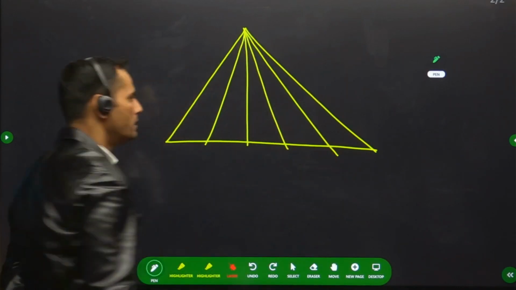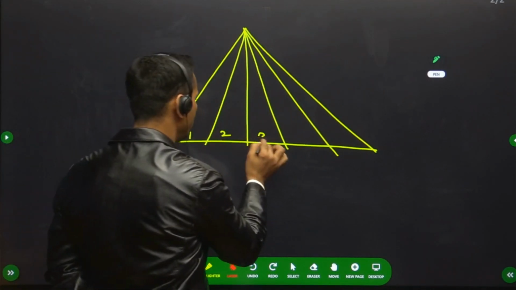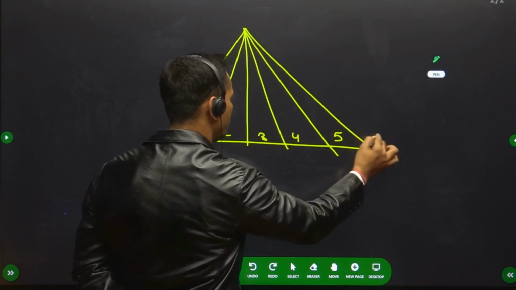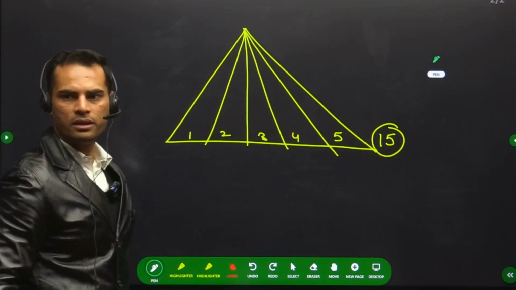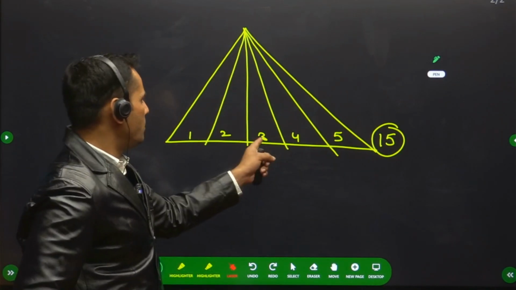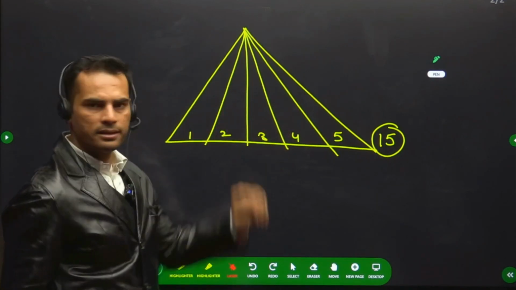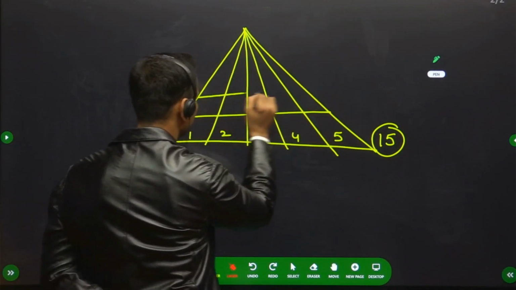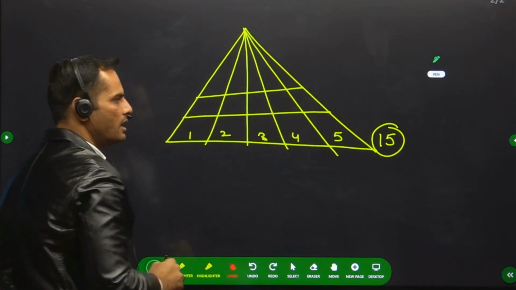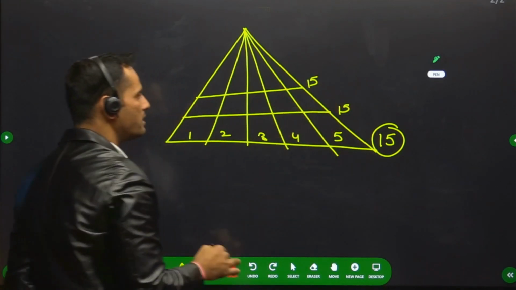So there are 5 partitions. What you will do? Simply 1, 2, 3, 4, 5. Add them up, you will get 15 triangles. Just do simple addition. 5, 4, 9, 3, 12, 2, 14, 1, 15. So for sure, you are going to have 15 triangles in this given figure. Now if I draw 2 more lines like this, how many triangles? 15 here obviously. Similar pattern, 15 here, 45 triangles till now.